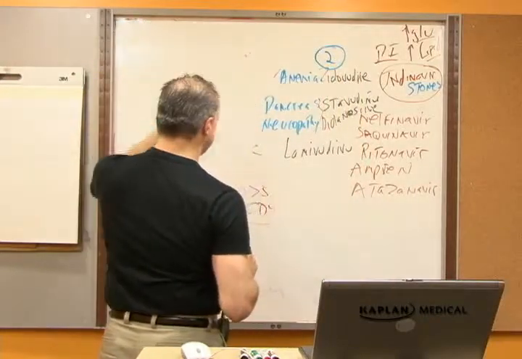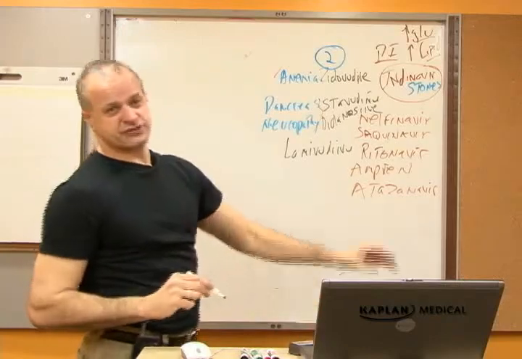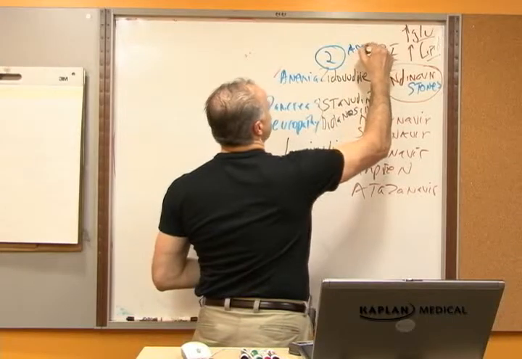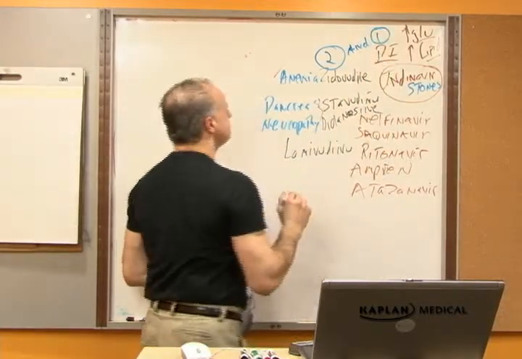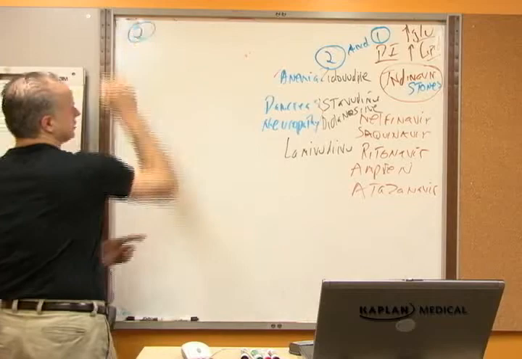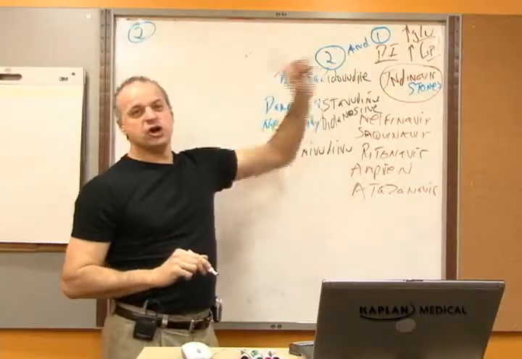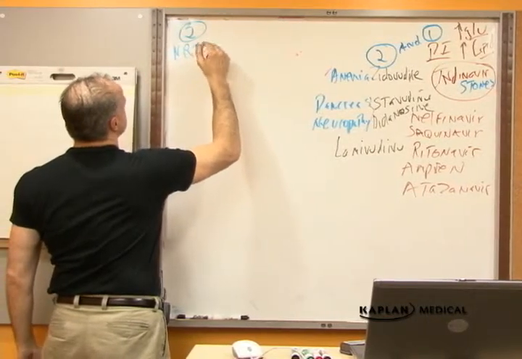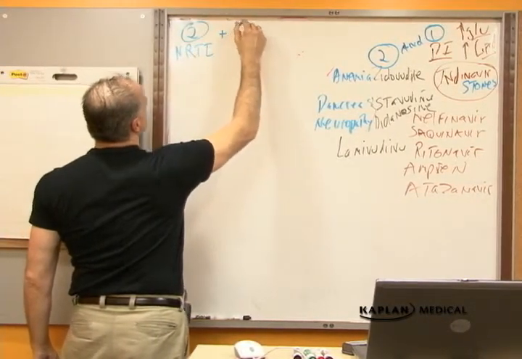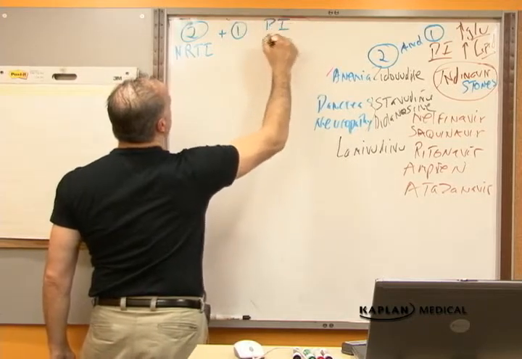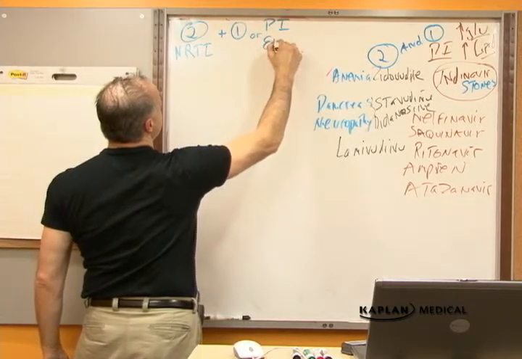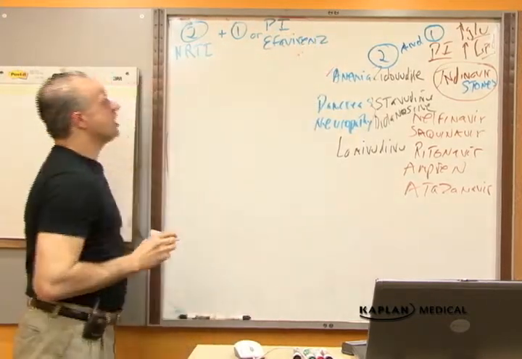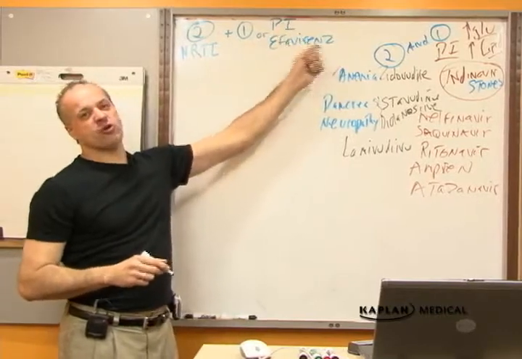Now, when it's time to start medications, we want people to go on 2 nucleoside reverse transcriptase inhibitors. That's the AZT, didanosine, stavudine group. 2 nucleoside reverse transcriptase inhibitors and either 1 protease inhibitor, or something called efavirenz, which is a non-nucleoside reverse transcriptase inhibitor. So 1 protease inhibitor or efavirenz.